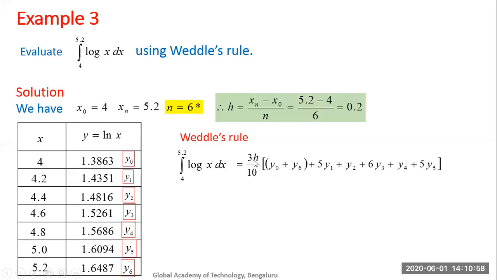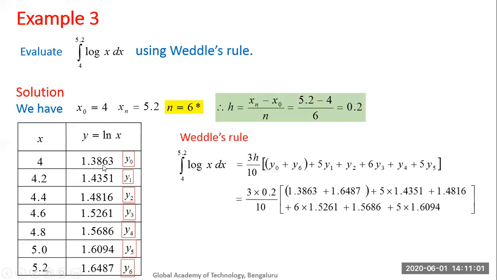Now substitute h equal to 0.2, y0 is 1.3863, y6 is 1.6487, then 5 into y1, 1.4351, plus y2, 6y3, plus y4, 5y5. Then simplify this, you get 1.8279. So 1.8279 is the value of the given integral using Weddle's rule. So these are the three examples, one on each of the rules: Simpson's 1/3 rule, 3/8 rule, and Weddle's rule.